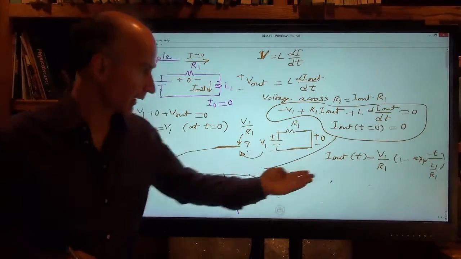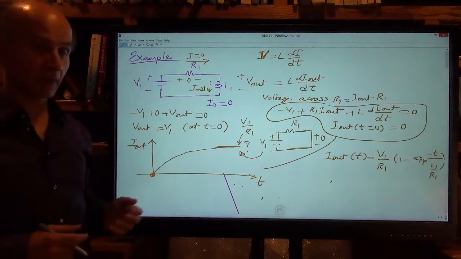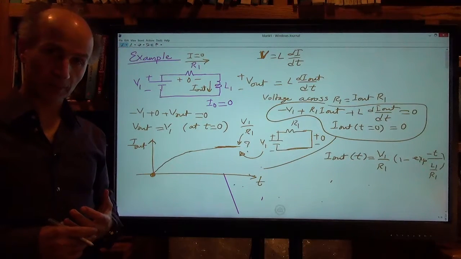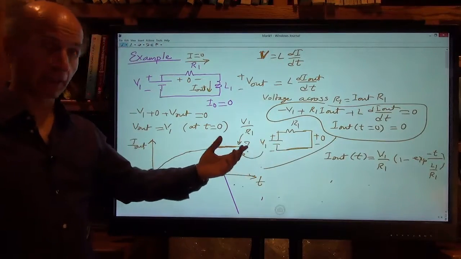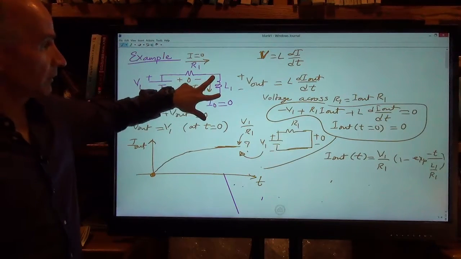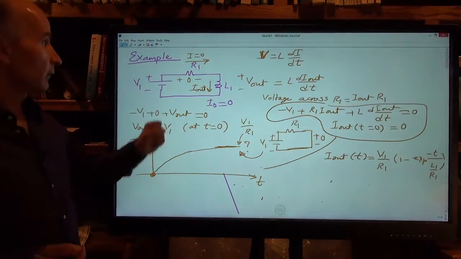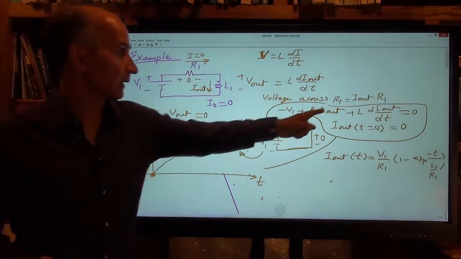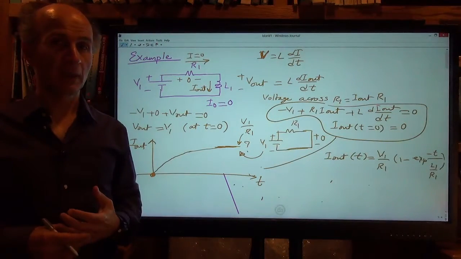So that is the behavior of the circuit as a function of time when it starts out with 0 current through the inductor. If we have I out, we can find everything else. How? If you're interested in this voltage, V out is just the derivative of I out times L. If you're interested in this current, that's just I out times R1. So that's simple. All of the quantities in the circuit are now known.